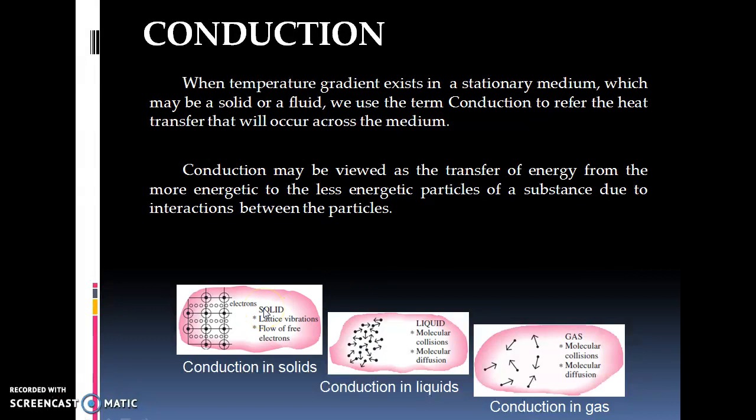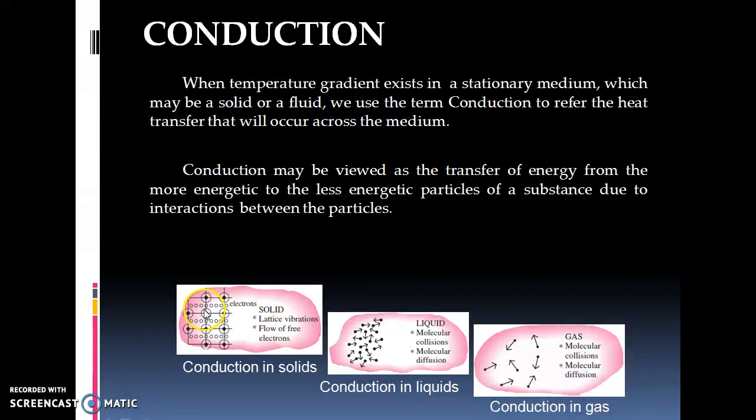Conduction in solids. Suppose you consider this to be a solid medium which is heated at this end. This is the hot end and this is the cool end. As this end is heated up, the molecules become excited and start vibrating. When one molecule vibrates, the other molecule which is bonded with it also starts vibrating. Likewise, the vibration or the disturbance is carried from the hot end to the cold end. This is otherwise called lattice vibration.